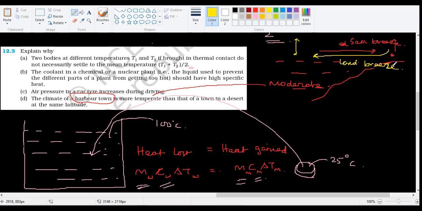Air pressure in a car tire increases, we already talked about it. There is some friction between the tire and the road, which means the temperature of the tires will increase, which means the pressure will also increase, because as temperature increases, pressure will also increase.